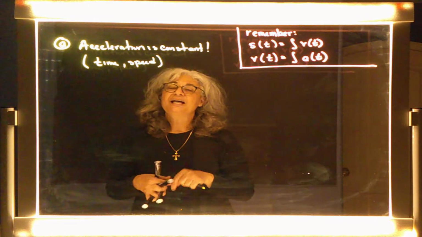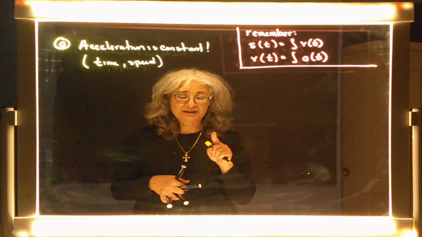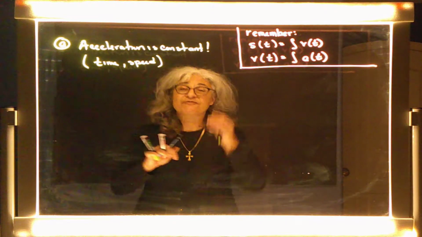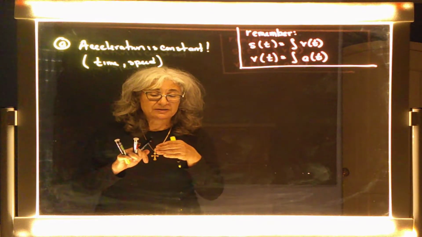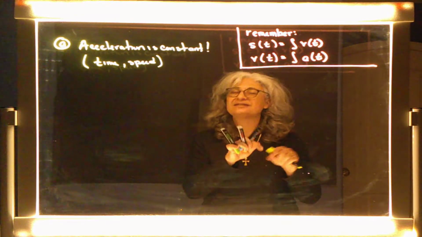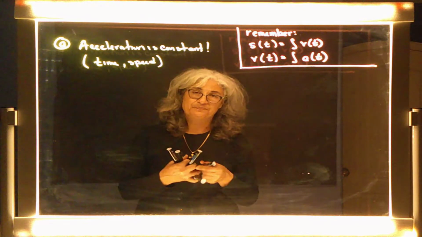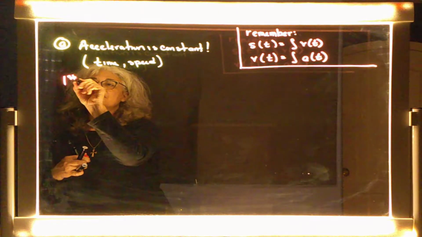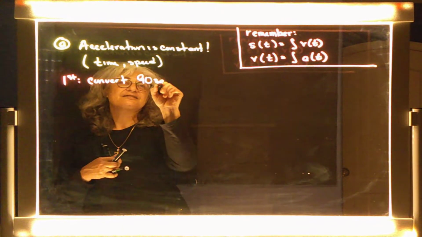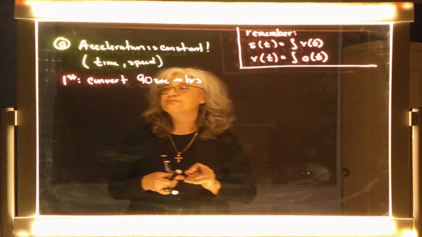Okay. Now, before we even do any of that, they told us that the bicyclist accelerates at a constant rate from a standstill to 15 kilometers per hour in 90 seconds. Well, isn't that nice of them? What are we going to have to do? Yes. So first, convert 90 seconds into hours. Let's at least get the units right.